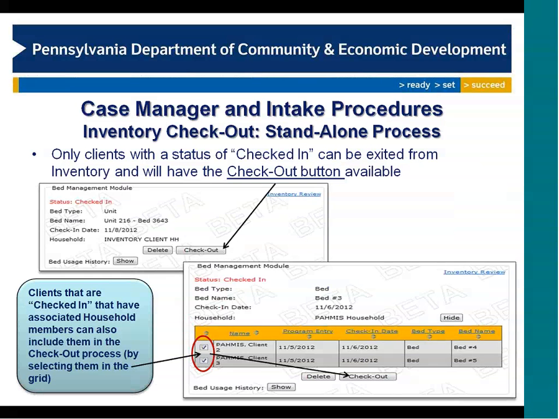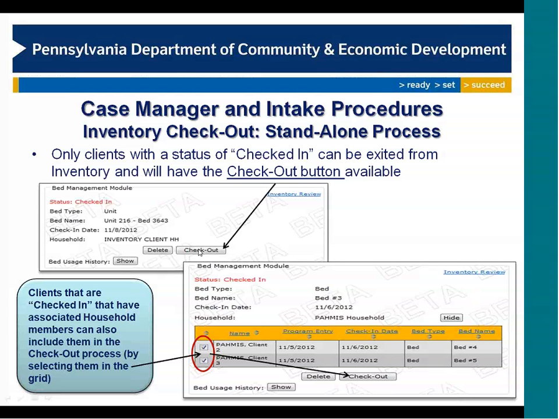With the standalone process, it's pretty much as simple. Anybody that's currently checked into inventory will have that status, and for the person you're looking at, the inventory information will be loaded here. It'll show the bed type, the name, and when they were checked in. Of course, with household members, it'll have the grid, as well as their entry dates, check-in dates, bed names, and bed types. So you get a glimpse at the information they have.